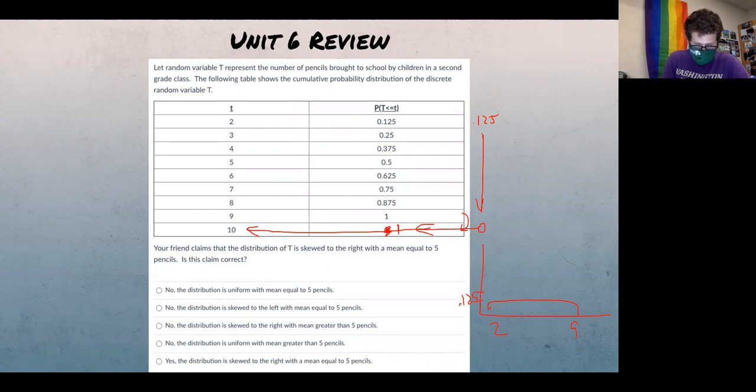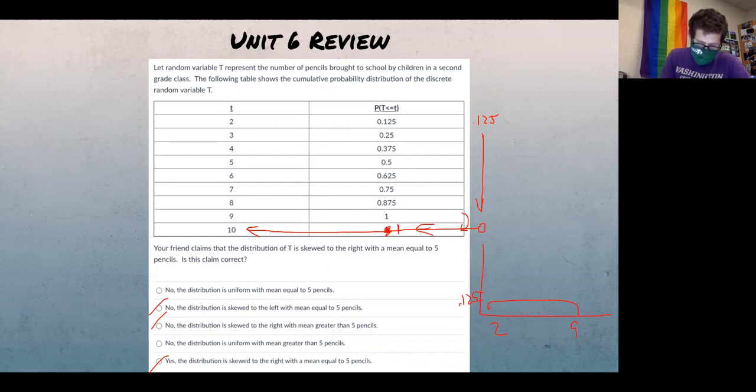So the question is, what is this going to look like? Your friend claims that the distribution of this random variable t is skewed to the right. No, it's not. It's uniform. So it's not skewed at all. It's a uniform with either a mean equal to 5 pencils or a mean greater than 5 pencils. You can plug in a probability distribution and figure out what the mean is.